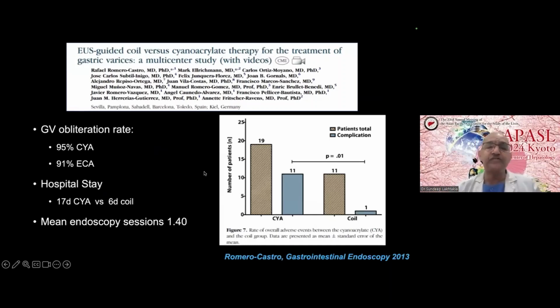A subsequent publication a few years later, also from the South American group, compared coil versus only glue in the treatment of gastric varices. This multi-center study showed that both are quite effective. However, patients who had glue injection had a longer hospital stay compared to those who had coil injections. The mean number of endoscopy sessions was 1.4 overall. The complication rate, if you see in the right graph, is much higher with cyanoacrylate compared to those who used coil. So that's a major advantage, that using coils reduces the adverse event, mainly embolism.